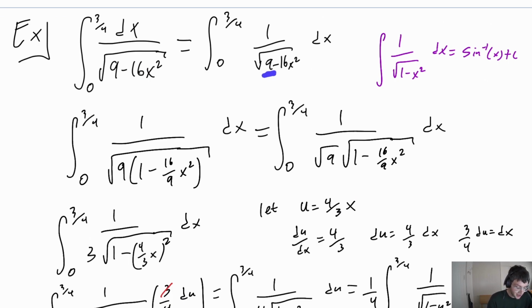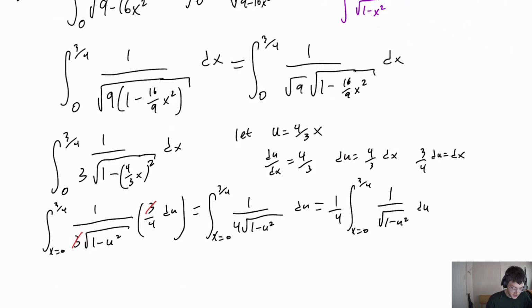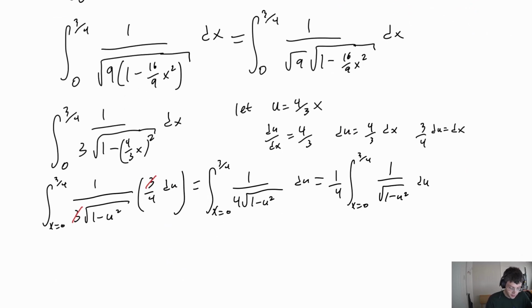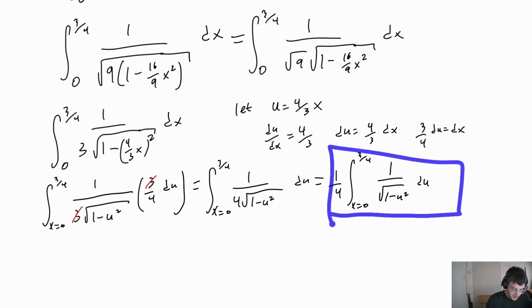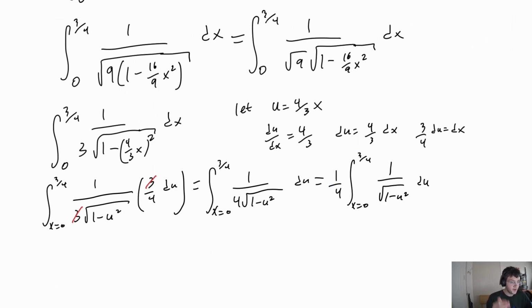So we began by getting rid of this 9 by factoring out a 9. And this left us with square root of 9 times 1 minus 16 over 9 x squared. We could factor out the 9, and we got 1 minus some term squared. And then in order to make sure that term didn't have a leading coefficient, we used u substitution to try and get rid of that 4/3. Using this u substitution, we ended up with 1/4 times the integral as x goes from 0 to 3/4 of 1 over root 1 minus u squared du.